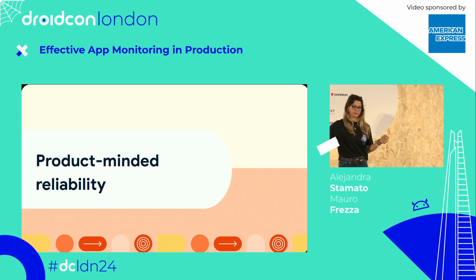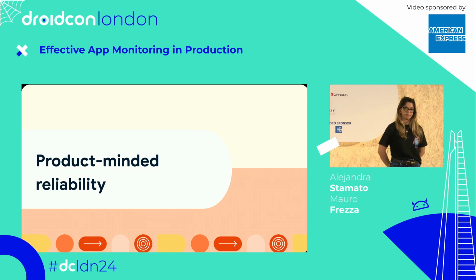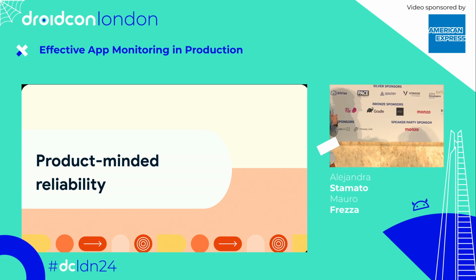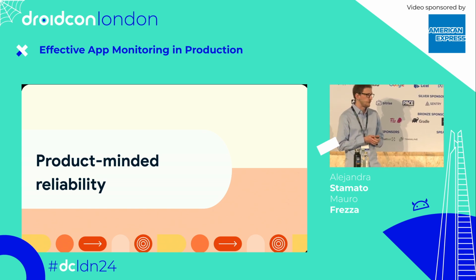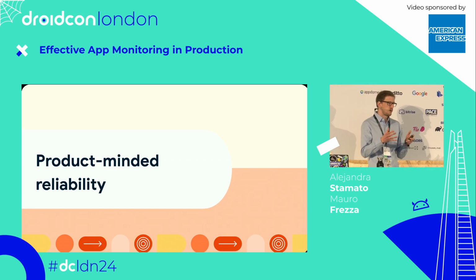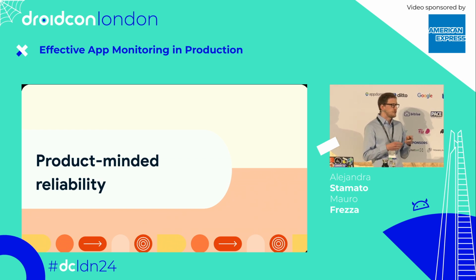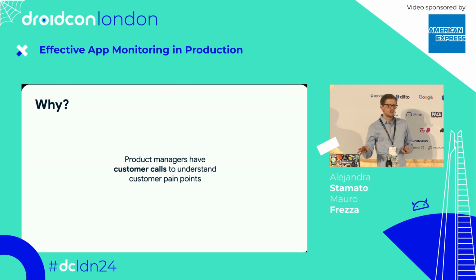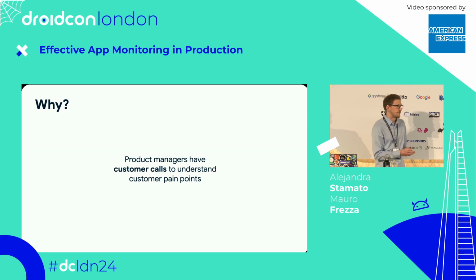Right, so we saw how we break down the screen in different parts, and we start from the product perspective, approaching reliability. And this is the way how we look at reliability in HubSpot. We can call it a product-minded reliability. The reason why we do that is because product managers have a way to understand the pain points of customers, but developers don't have the same tools. So you don't, for example, do customer calls as a developer with the customers, while product managers do.